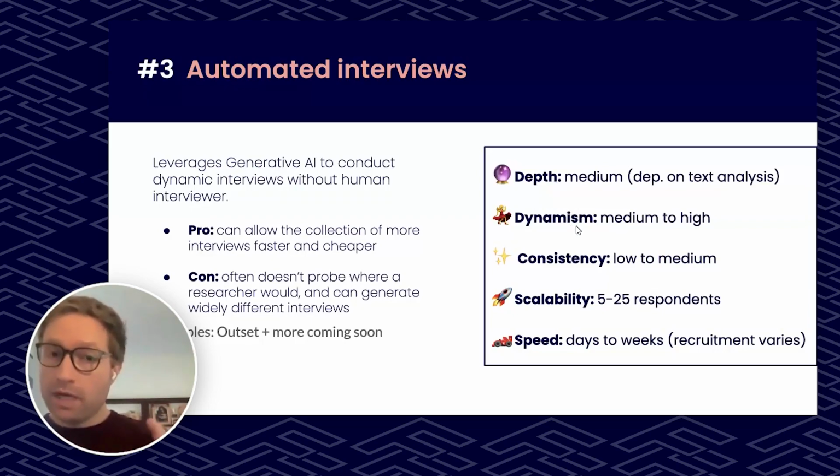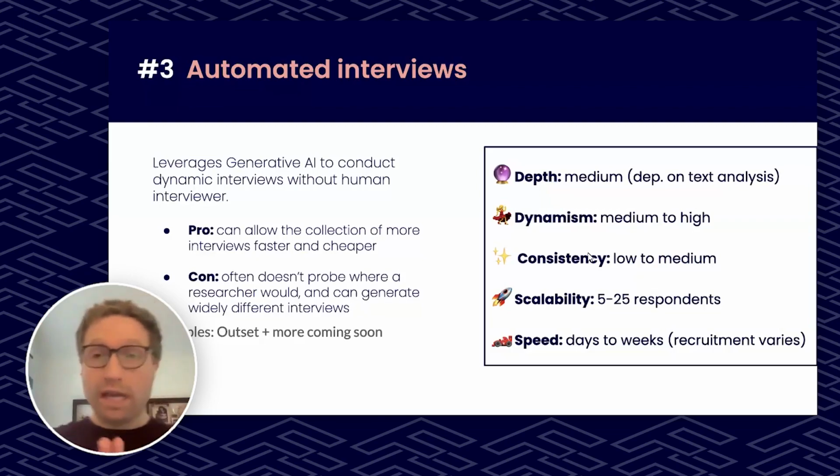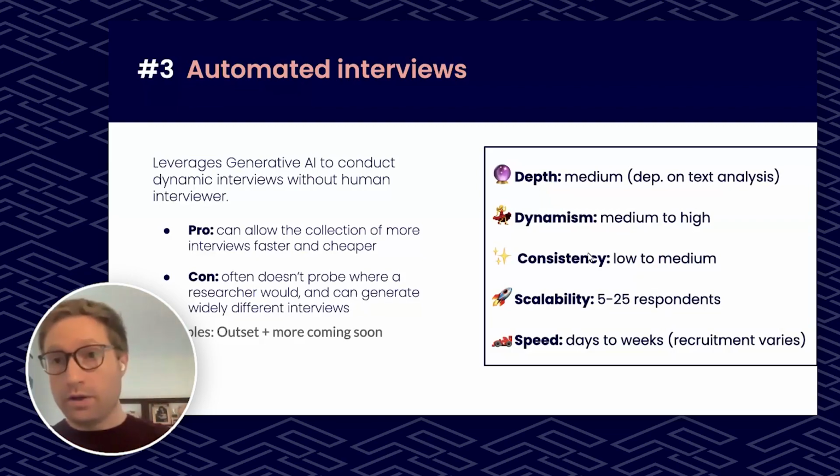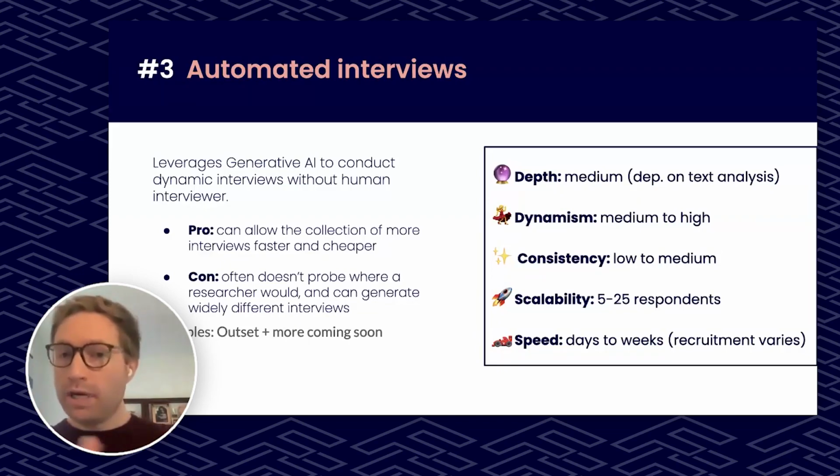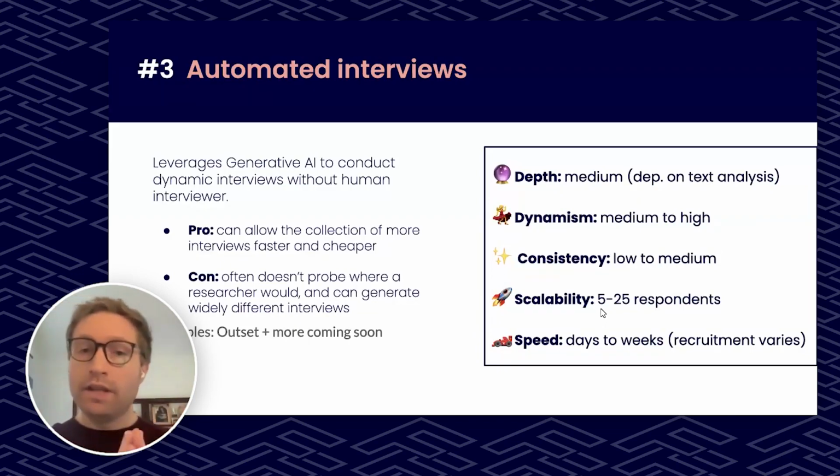Dynamic, again, I would say medium to high, depending on how good your AI is at prompting and digging deeper into the right areas. Again, consistency, if you are really asking the AI to probe a lot, you are going to get low consistency. You could maybe strike sort of a medium balance, probe a little bit, have a little more consistency, a little bit better ability to aggregate the results, but at best, you're going to get to a middle ground.